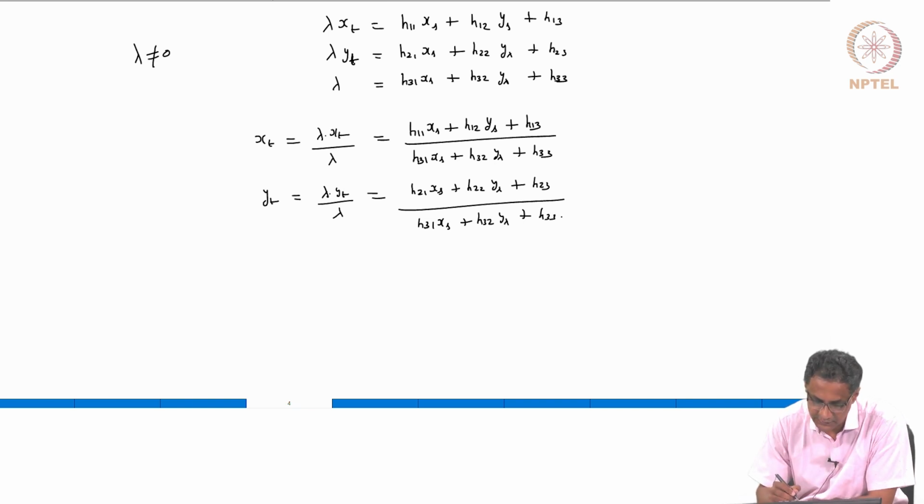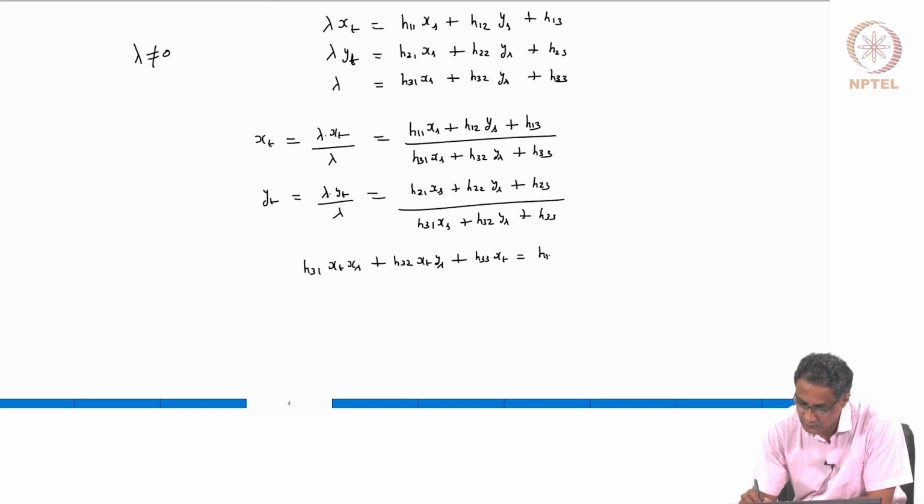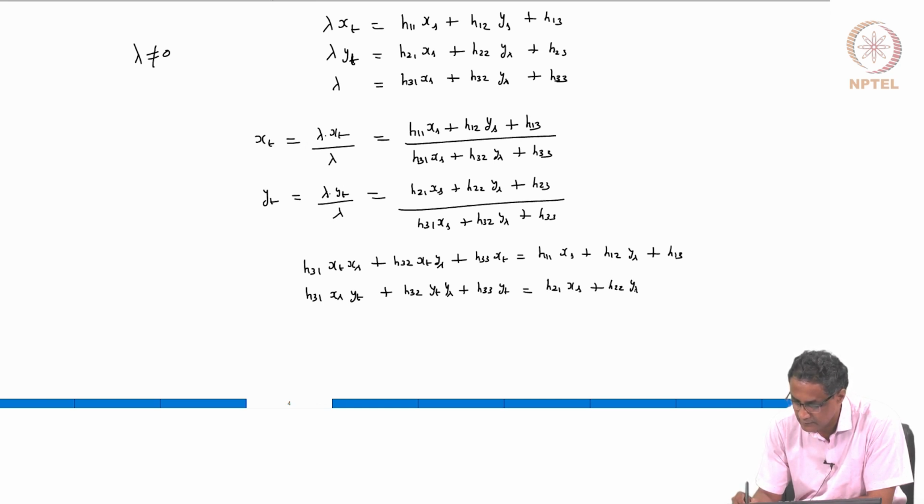So now if you simply do a cross multiplication, then what do you get? You get h31 xt xs plus h32 xt ys plus h33 xt is equal to h11 xs plus h12 ys plus h13, and then for yt, you will get h31 xs yt plus h32 yt ys plus h33 yt, it is equal to h21 xs plus h22 ys plus h23.